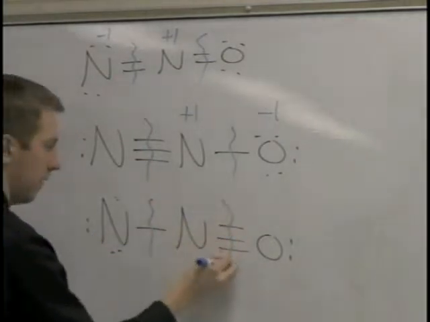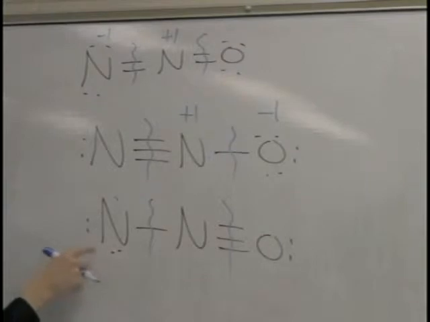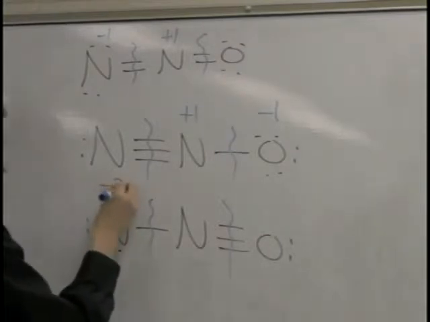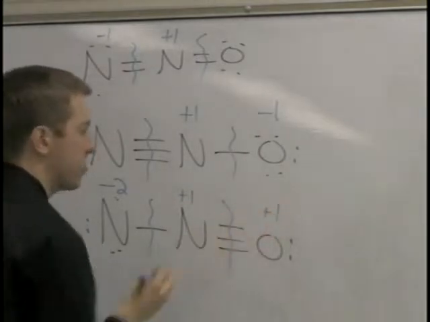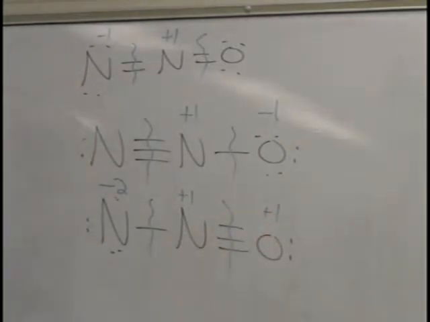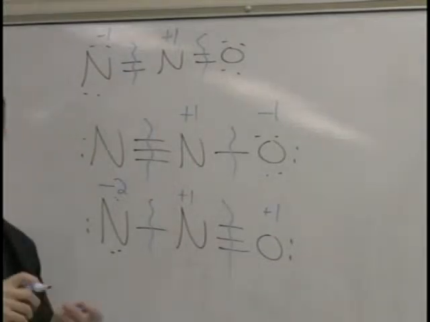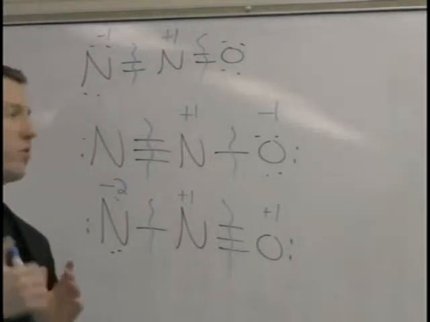Last version. Nitrogen here has 1, 2, 3, 4, 5, 6, 7. It gained 2 electrons. This nitrogen lost 1. This oxygen lost 1. Basically, the rules of formal charge are trying to say that when you draw a Lewis dot, you don't want to deviate from what you started at.